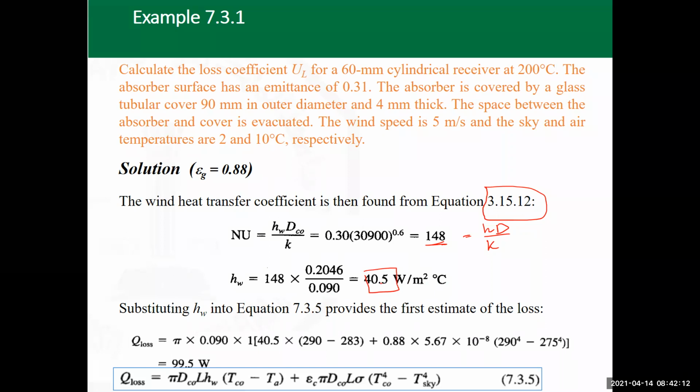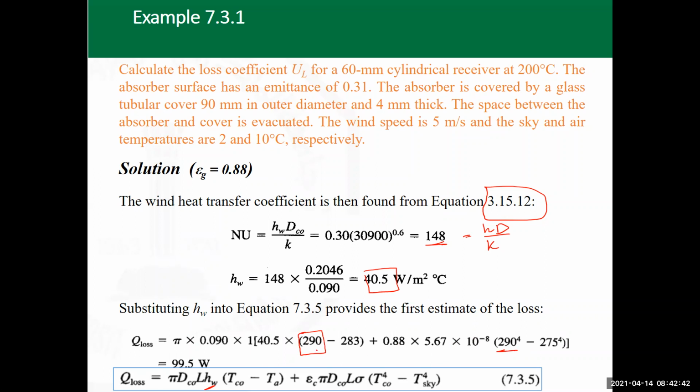Now, having the value of HW, it can be substituted in equation 735. Remember, we start with equation 735, assuming a value of TC outer. The assumption that has been made here is a value of 290 Kelvin for the TC outer, the outer surface temperature of the cover.